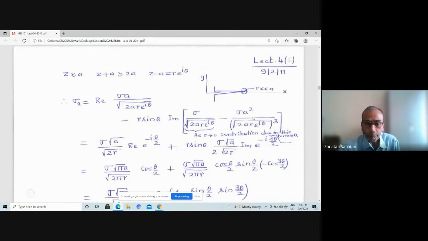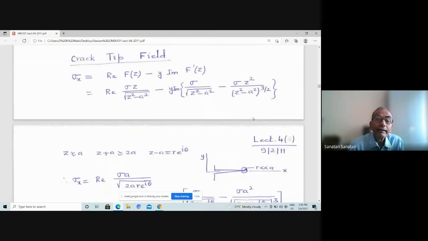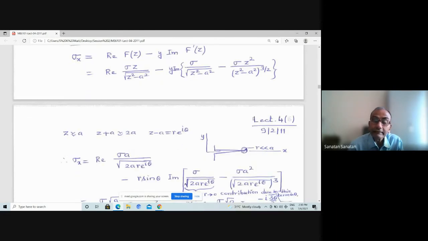We'll now try to get the crack tip solutions. Sigma x is given by this expression for stress. This is the solution when the origin is at the center of the crack, but I would now like to shift the origin to the crack tip, which is at z equal to a. Then in that case, I have to make this substitution.